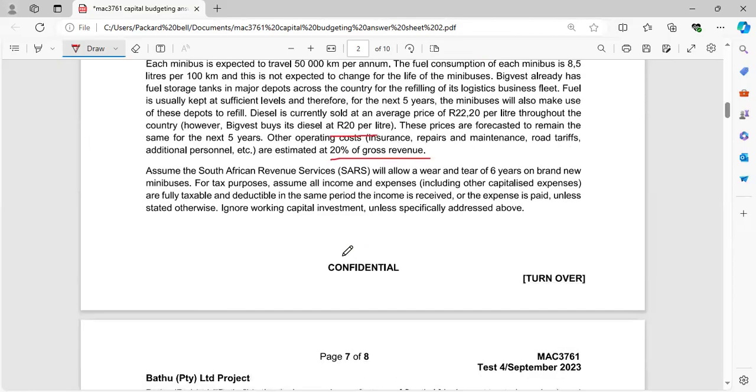Then they say, assume the South African Revenue Service will allow a wear and tear of 6 years on brand new minibuses. For tax purposes, assume all income and expenses are fully taxable and deductible in the same period the income is received or the expense is paid unless stated otherwise. Ignore working capital investment unless specifically addressed.